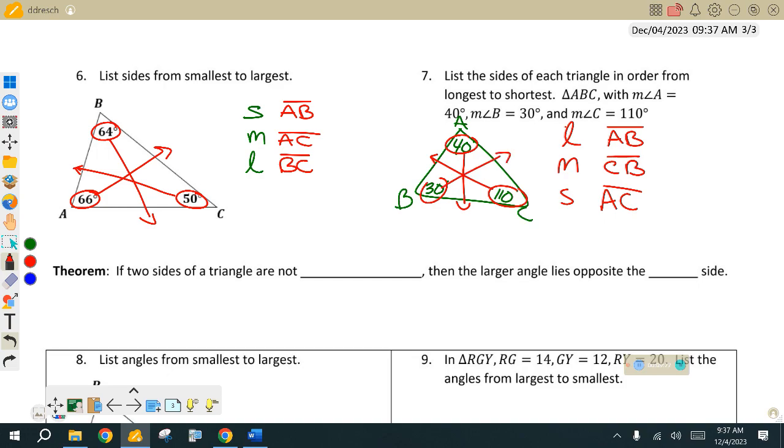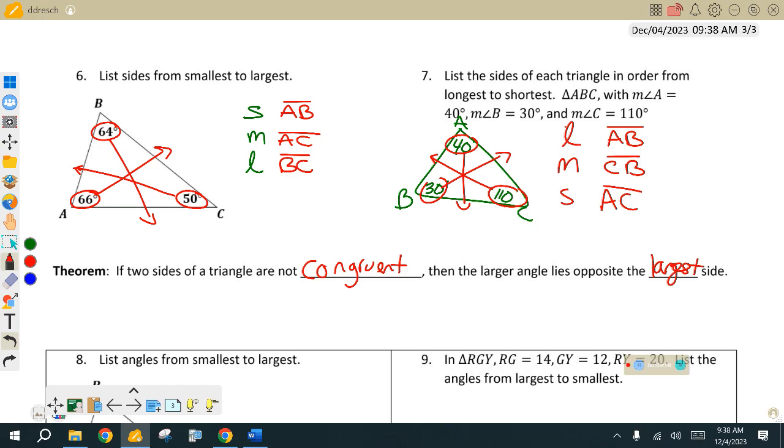Okay? Nothing crazy. We're going to use this relationship a ton as we come back in the second semester when we get into trigonometry. We're not there yet though. Now, the same idea happens on the reverse. It makes sense, as we've talked about, that if 2 sides of a triangle are not congruent, then the larger angle lies opposite the largest side. So we can reverse that and do the same thing.